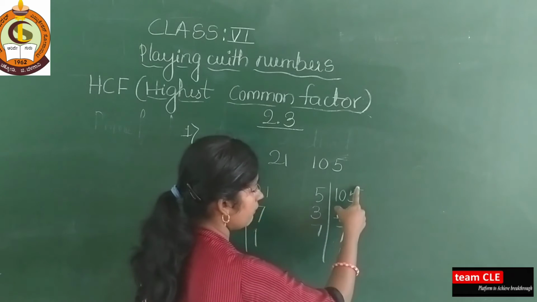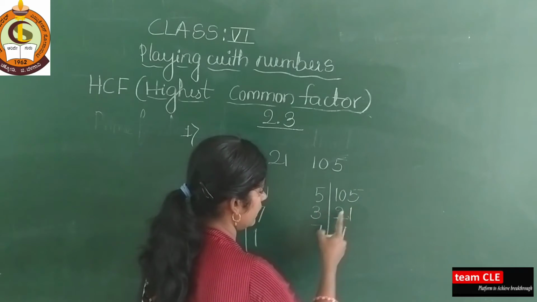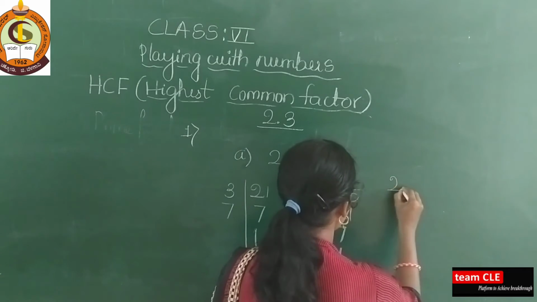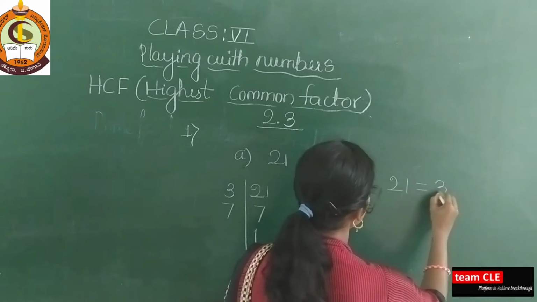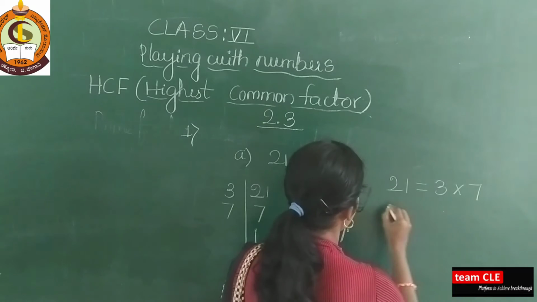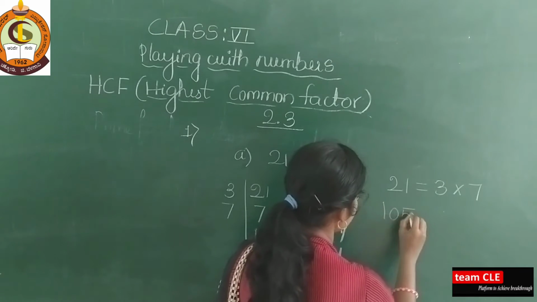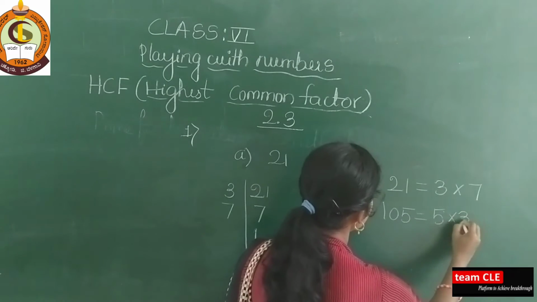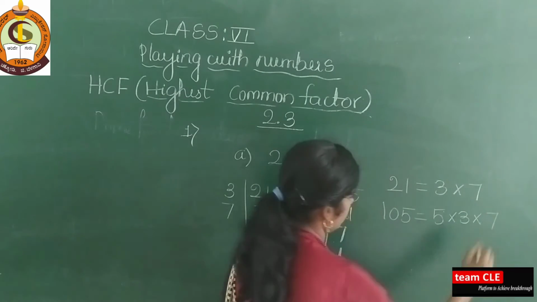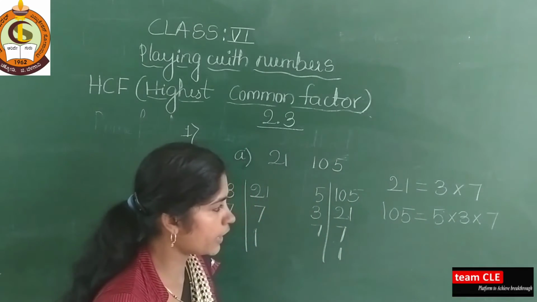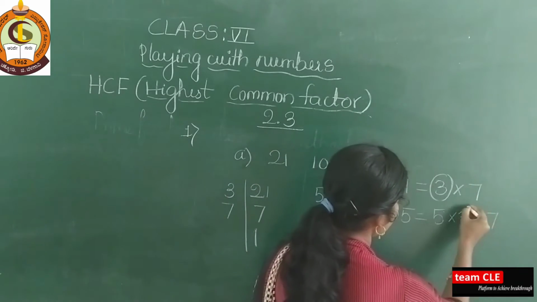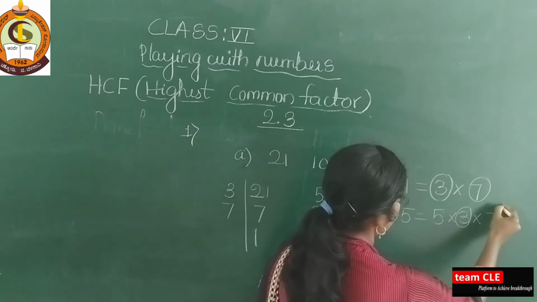5 21's are 105, 3 7's are 21, 7 1's are 7. So let us write its prime factors. 21 is equal to 3 into 7, and let us write the prime factors of 105, and they are 5 into 3 into 7. Okay, so here there are two common numbers, that is 3 and 7.